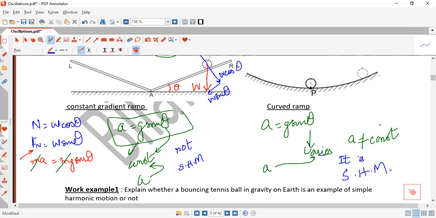Okay students, everyone got it or not? Yes. Students, everyone is getting it? Yes, sir. Okay, good. So let's go further.